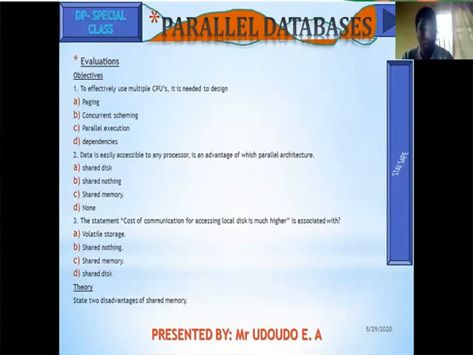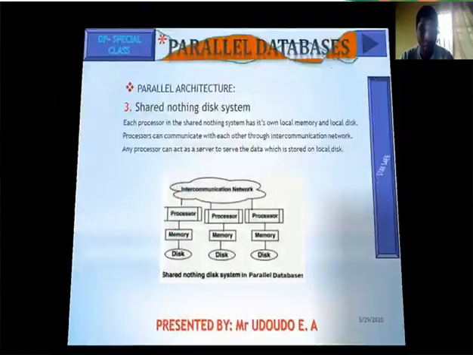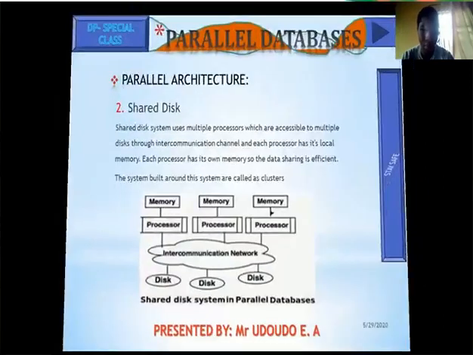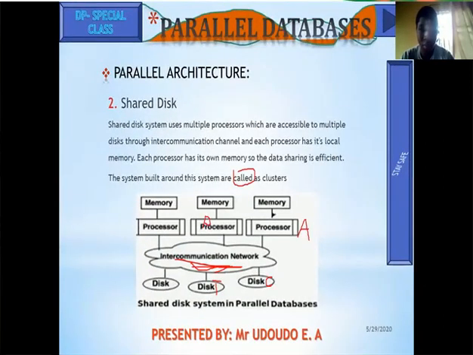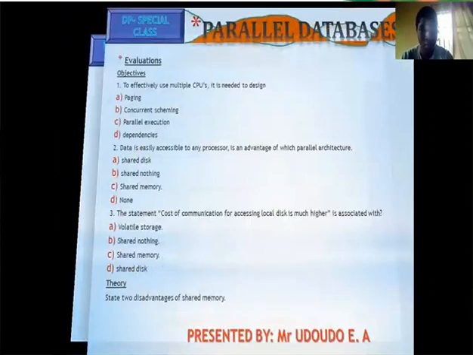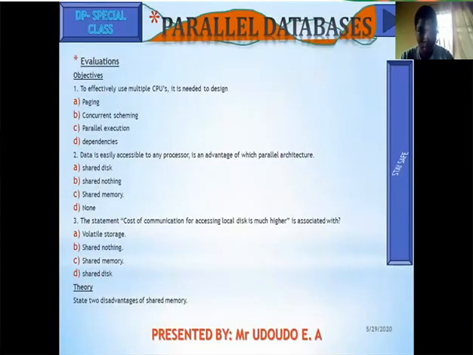Number 2, A. Shared disk. Okay. Answer for yourself now. Shared disk. All right. So for number 2, data is easily accessible to any processor. Where? The shared disk. All right. Okay, so thumbs up for you.